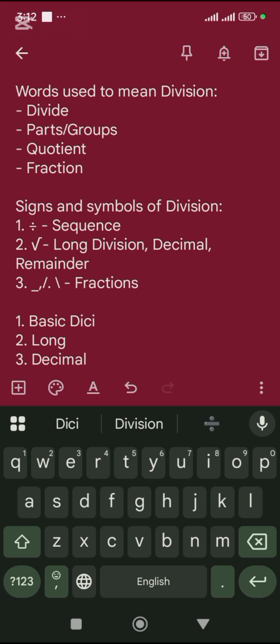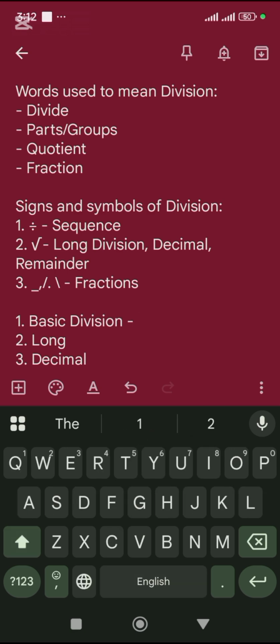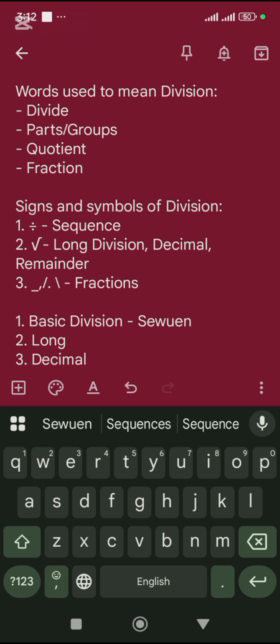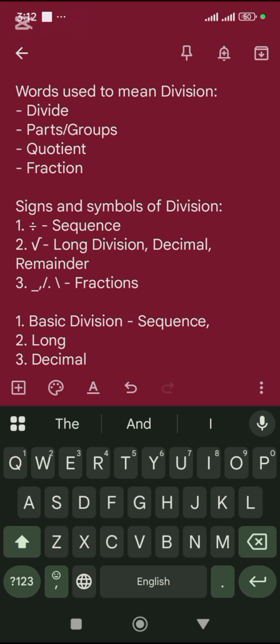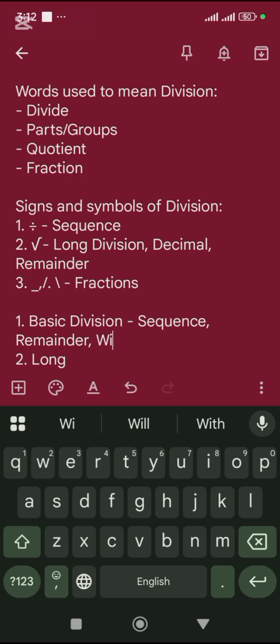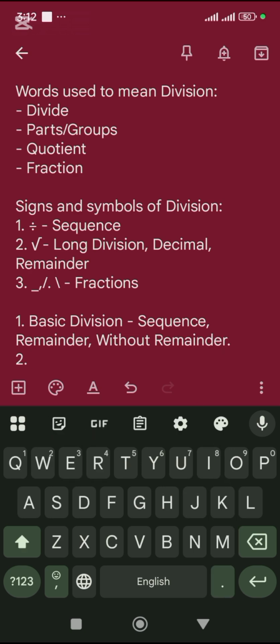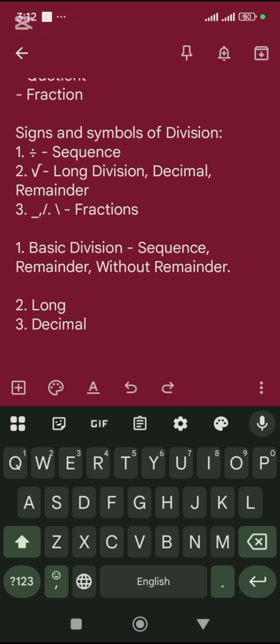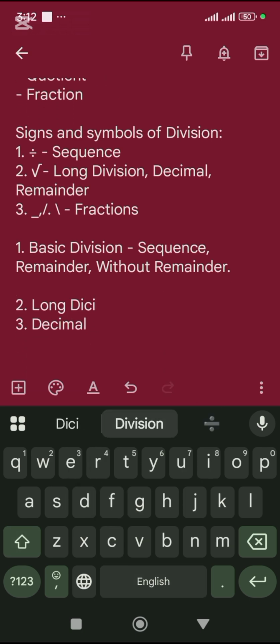Basic division. Under this, we are going to be doing sequence, that is dividing in sequence, division with remainder, and division without remainder. And this is the focus of this particular video. So, decimal division.